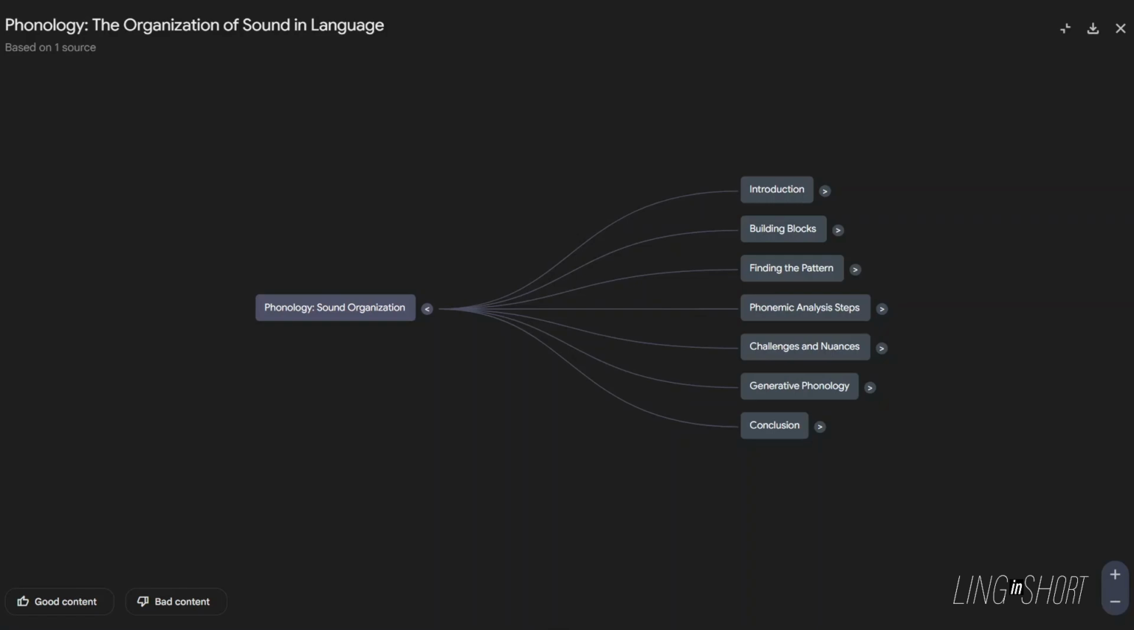Yeah, it's not about how we physically make the sounds. That's phonetics, more like the actual bricks and mortar. Phonology is the underlying plan. That's a perfect way to put it.